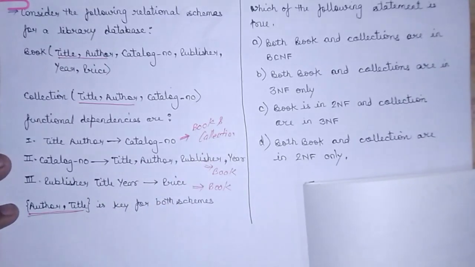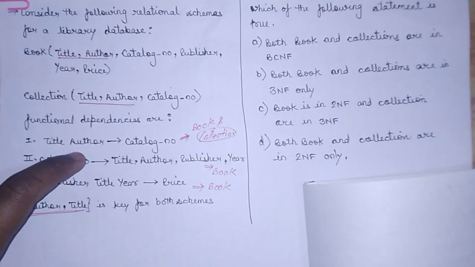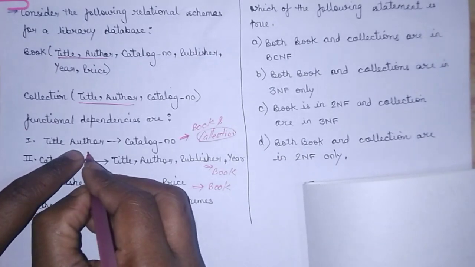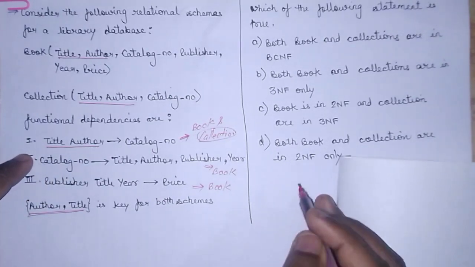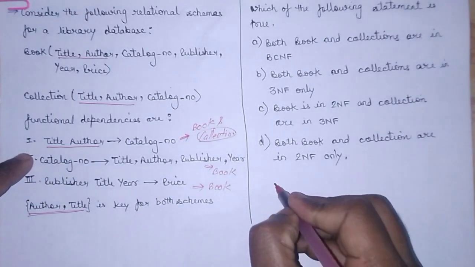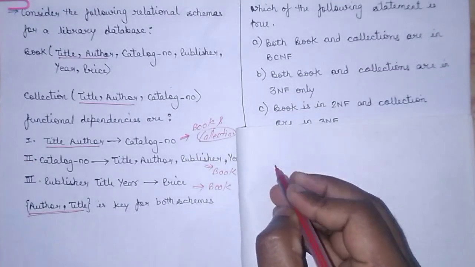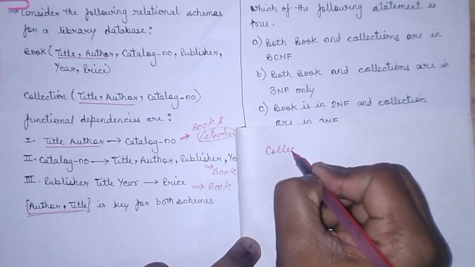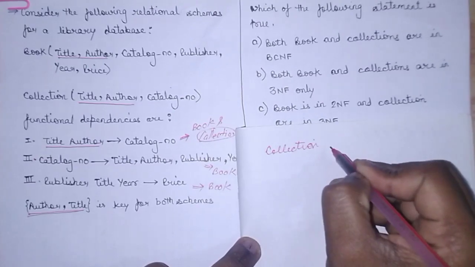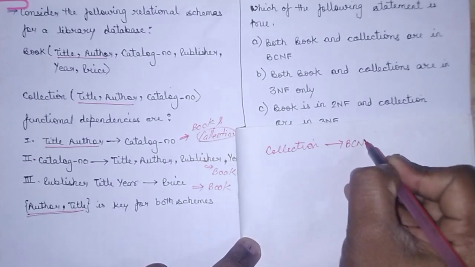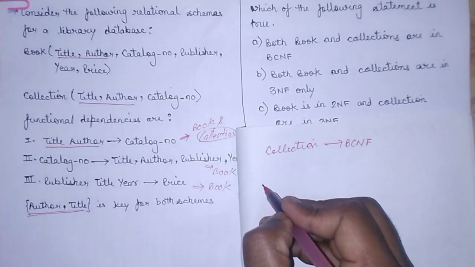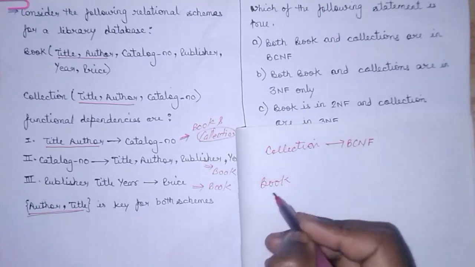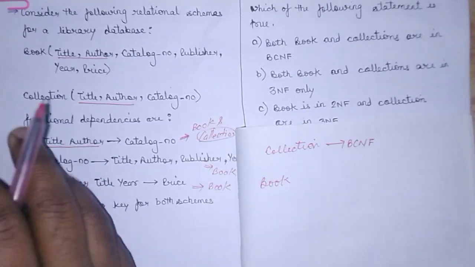This one is for books and collections. First of all, I am checking the collection. You can see that title and author is the key. If the left hand side is a key, it is in BCNF. So I can say that the collection is in BCNF, right? These are not of the collection, these are of book. So now I have to check the book schema. According to this, it is in BCNF.